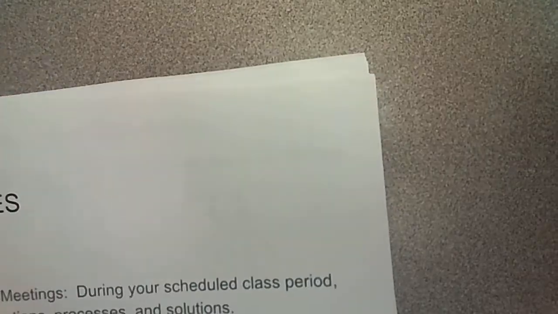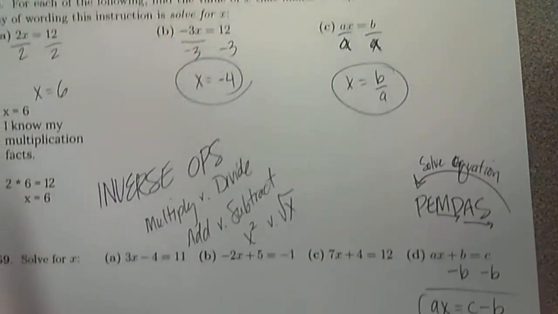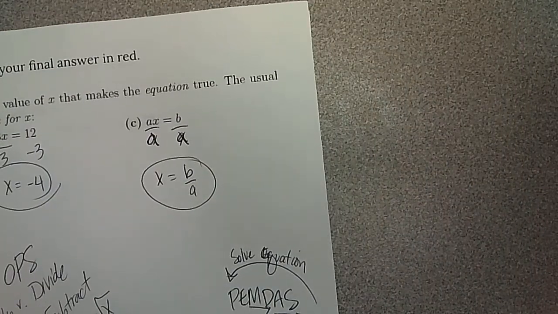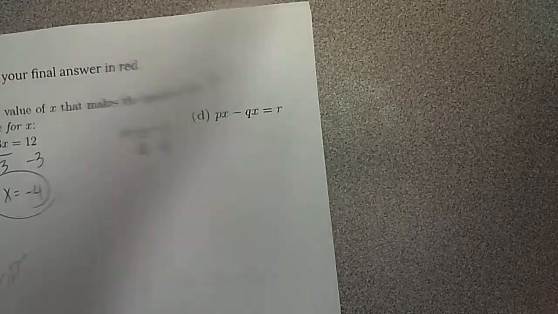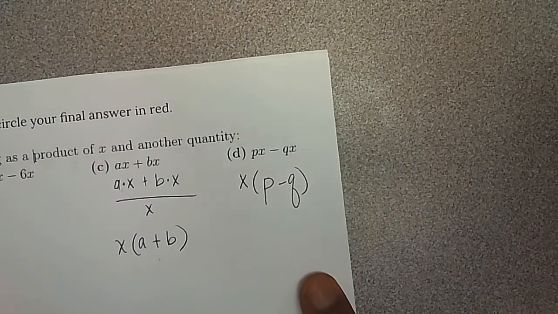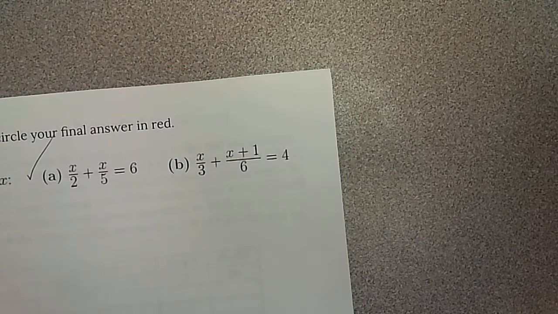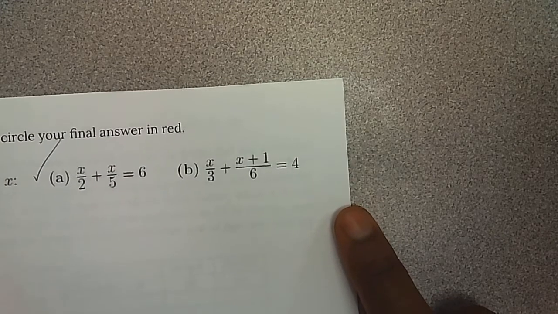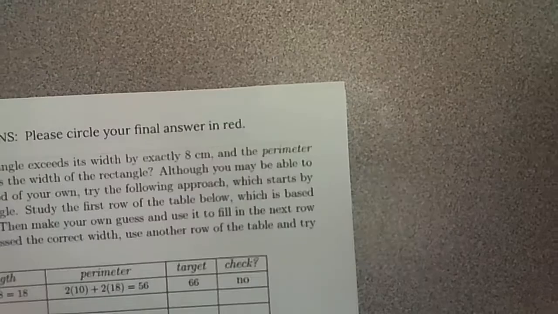On part 1, we talked about inverse operations. We talked about solving equations, working our way back from PEMDAS with inverse operations. For 44, looking at the solutions for 43 to help you solve those. We talked about a common denominator when solving with fractions, or clearing the fraction with the least common multiple.